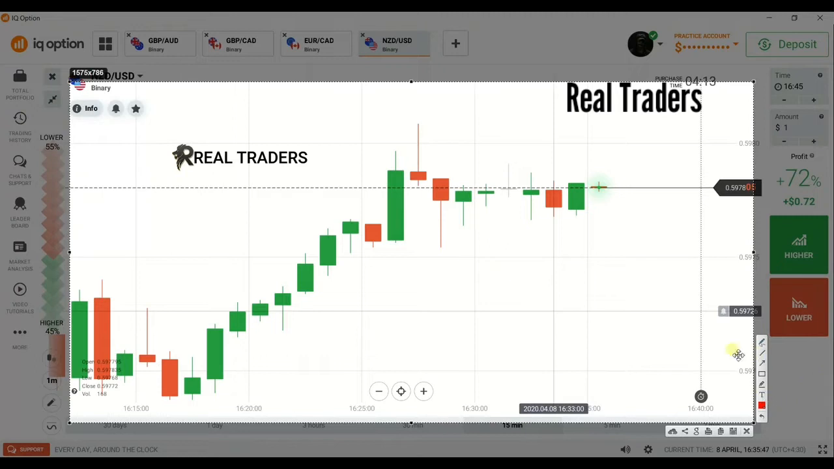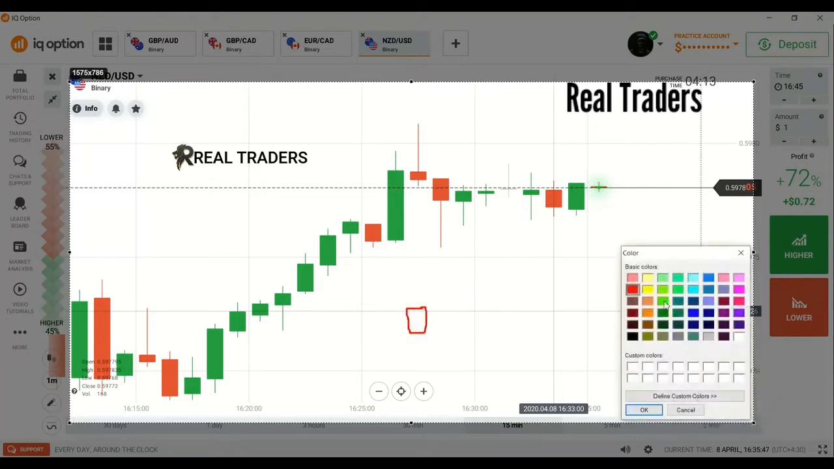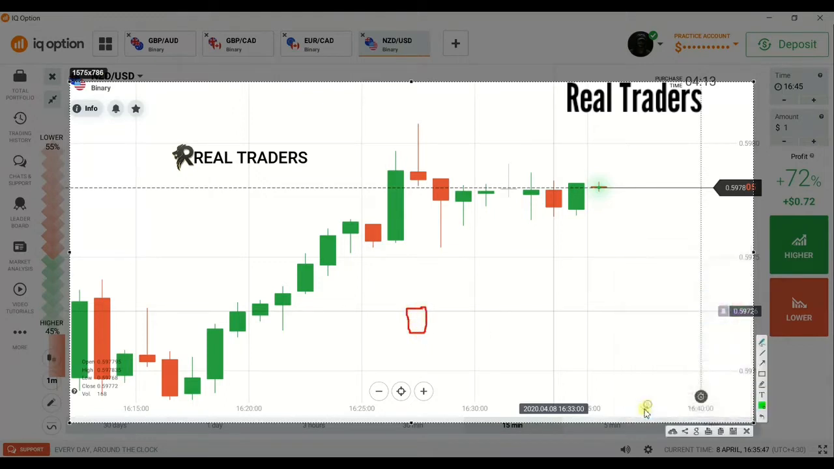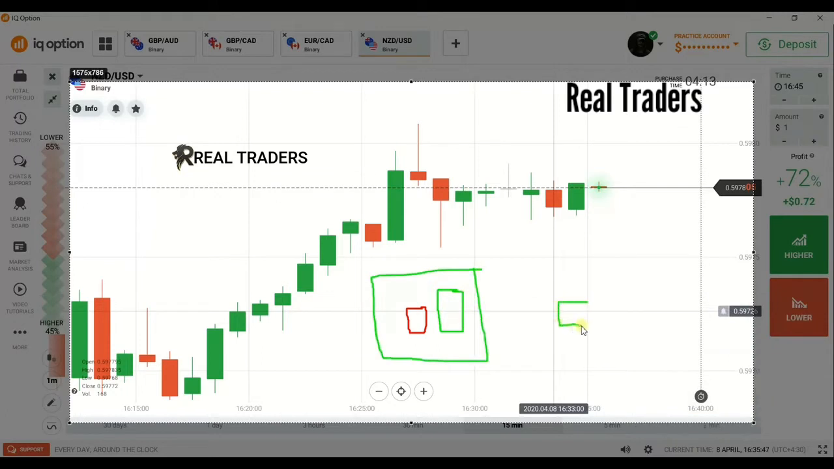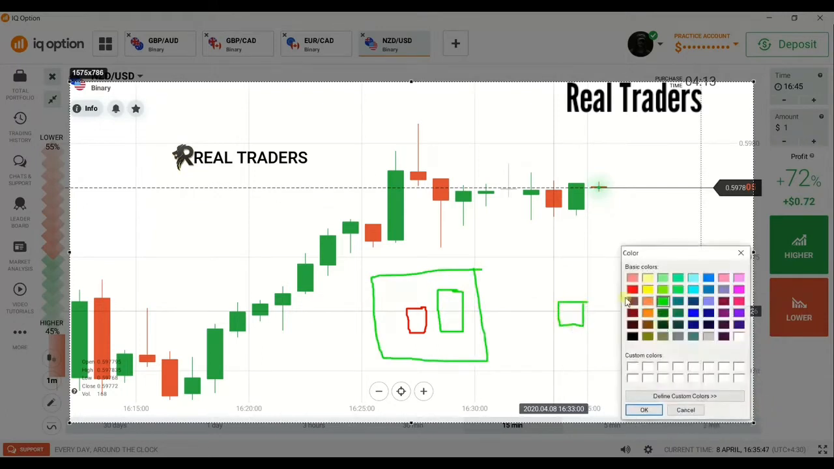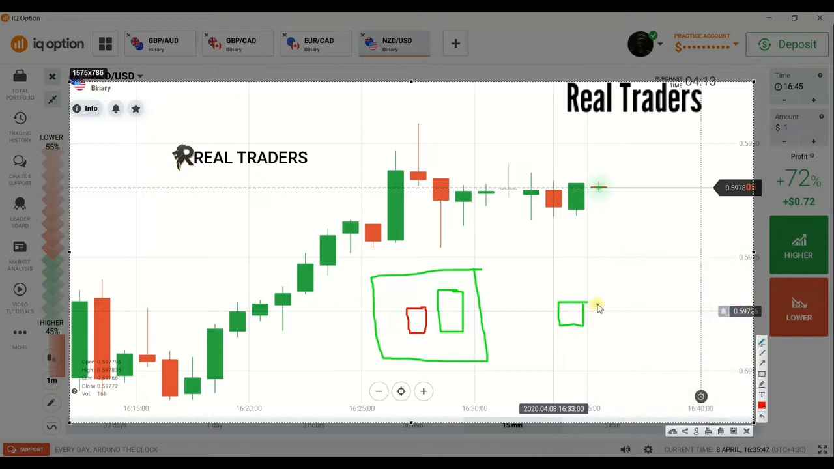So we have, okay, let me draw here. We have the bullish engulfing pattern. This pattern is like this. This is called bullish engulfing. And also we have the bearish engulfing pattern. So it is like this. Okay, so this is the bullish engulfing and this is the bearish engulfing.